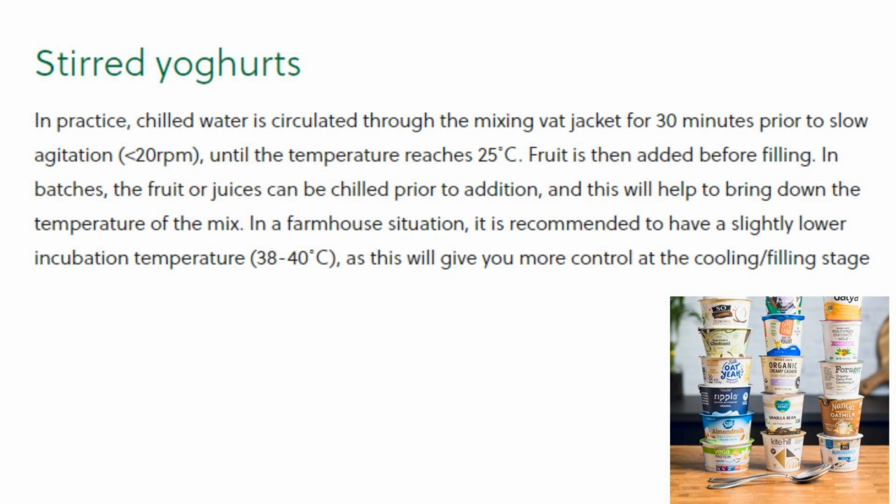During the production of pasteurized yogurts, chilled water is circulated through the mixing vat jacket for 30 minutes prior to slow agitation until the temperature reaches 25 Celsius. After that, fruit is added before filling. In batches, the fruits or juices can be chilled prior to addition, and this will help to bring down the temperature of the mix. In a farmhouse situation, it is recommended to have a slightly lower incubation temperature, that means 38 to 40 Celsius, as this will give you more control at the cooling and filling stage.